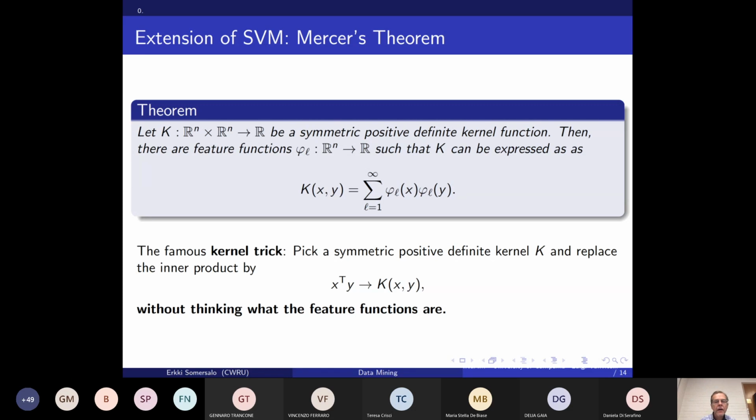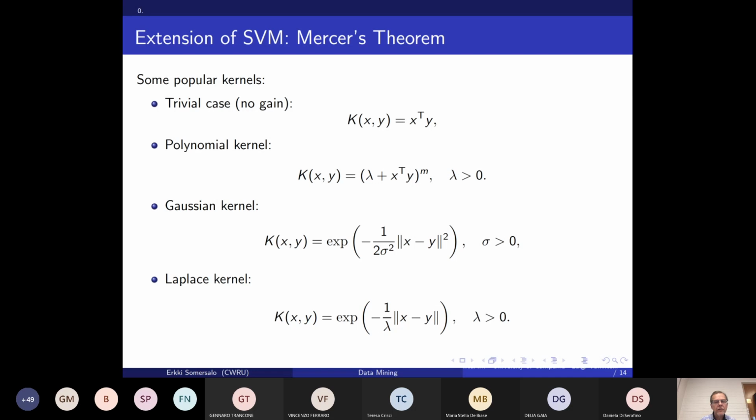So let's look at some popular kernel functions that are commonly used in this context. Now, if you define your kernel to be x transpose y, of course, then you didn't do any extension, because now your feature vectors are just the components of your data. So this is not what people use, because if you use the first one, there's no gain. This would correspond to data which is linearly separable, and you're looking for a hyperplane. So you're in the original support vector machine algorithm here.